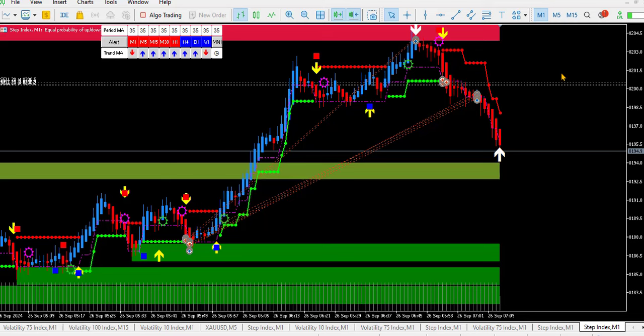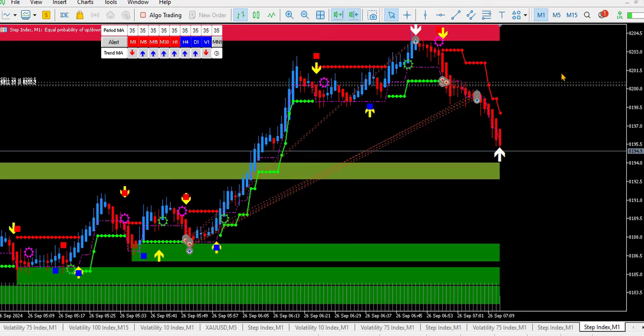So this is how I use this particular strategy. You can use it on any pair, but I did my analysis on the Step Index. You can use it on Volatility 10, Volatility 75, gold, any metal, or any of the indices you have on your MetaTrader 5. Make sure you trade on regulated forex brokers.